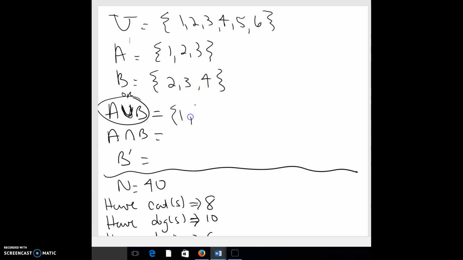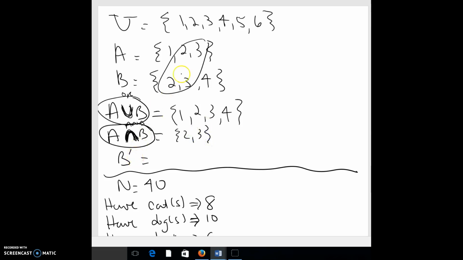So that would be what? 1, 2, 3, and 4. Okay. Intersection, see how that kind of looks like an A for and. So intersection is like overlap. So where do they overlap? If you look, they overlap. They both have 2 and 3. So that would be your overlap.